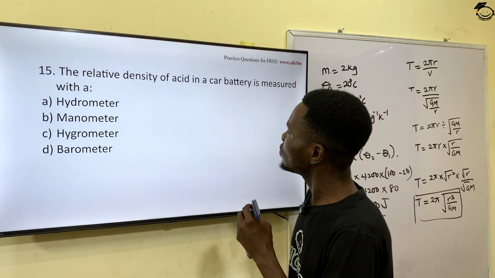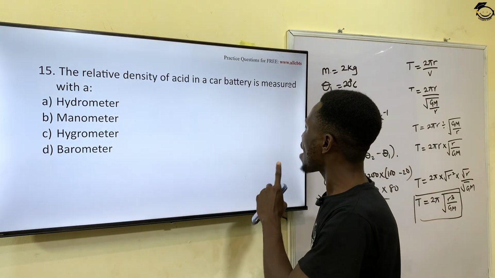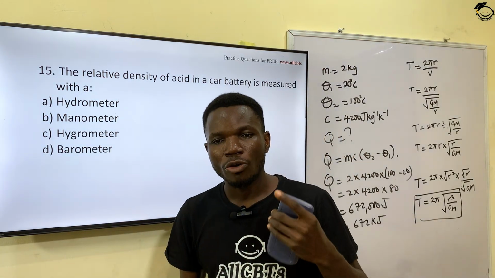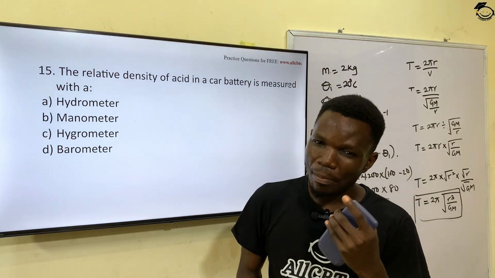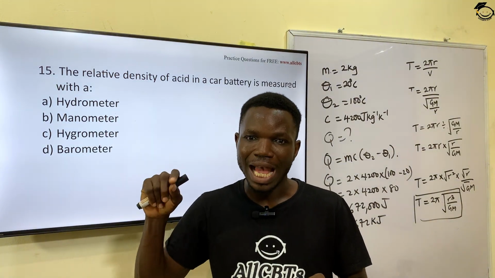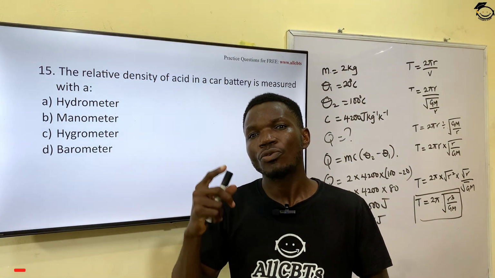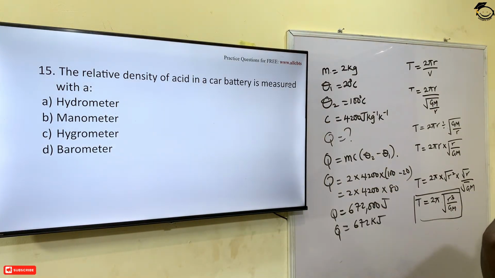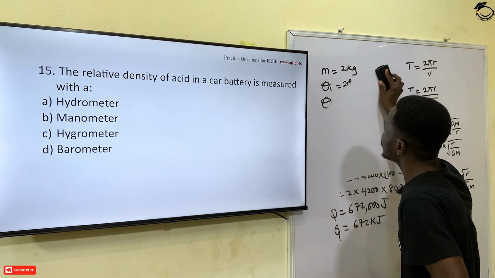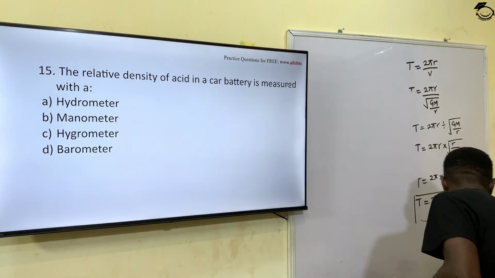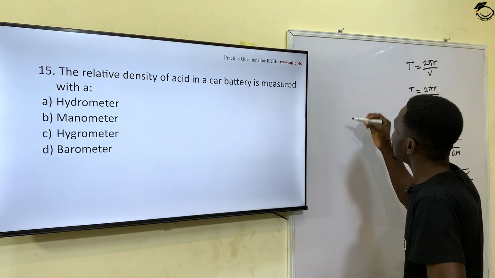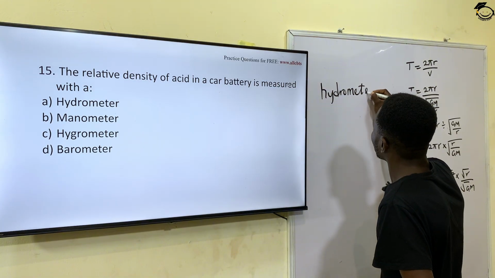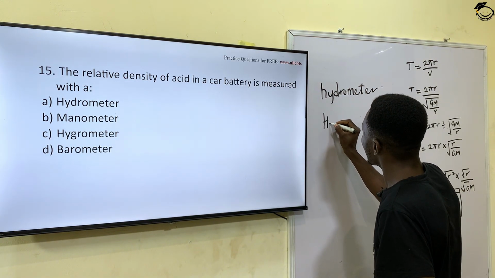So that takes us to the next question, which is question number 15. It says, the relative density of acid in a car battery is measured with a dash. Now, when you want to measure relative density, we use an apparatus called the hydrometer. But when you want to measure relative humidity, we use an apparatus called the hygrometer. Now, these two are very much alike, but do not mistake them. The only difference is just a letter. We have what is called the hydrometer, and we also have what is called the hygrometer.